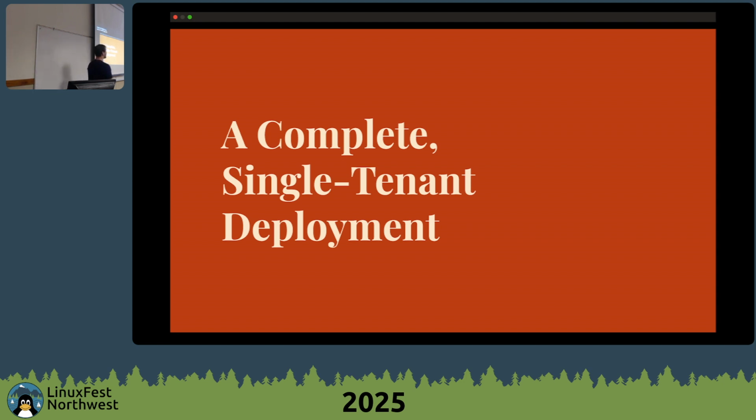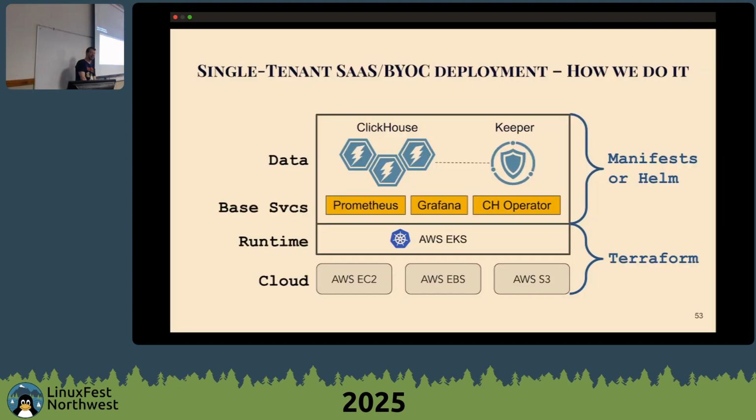We have a complete single tenant deployment. This is how we do things in our cloud. So we have our ClickHouse clusters. We have our Keeper clusters. We're using Helm or just plain Manifest mostly to manage that. We're using Prometheus and actually Victoria Metrics, who is a sponsor. We run them in our cloud, even though we're a competing database company.